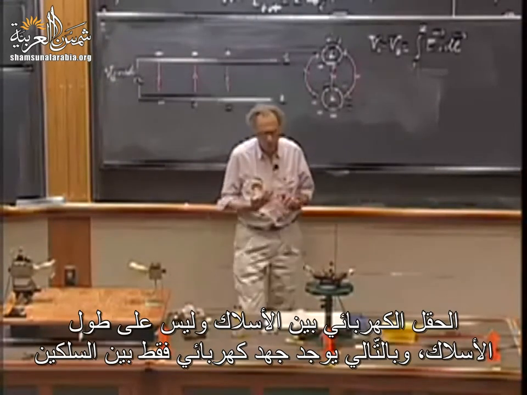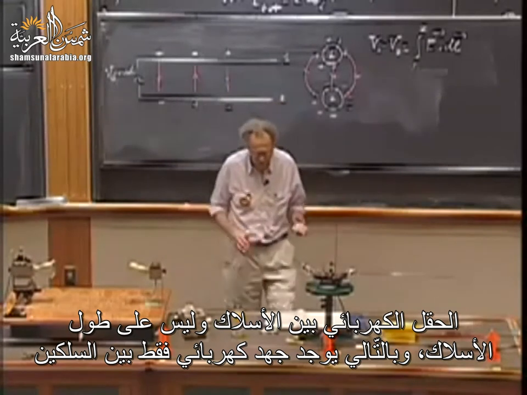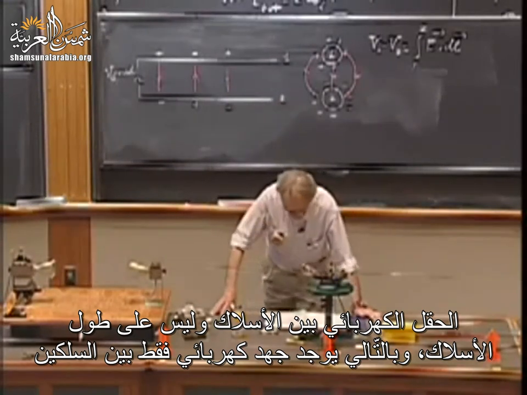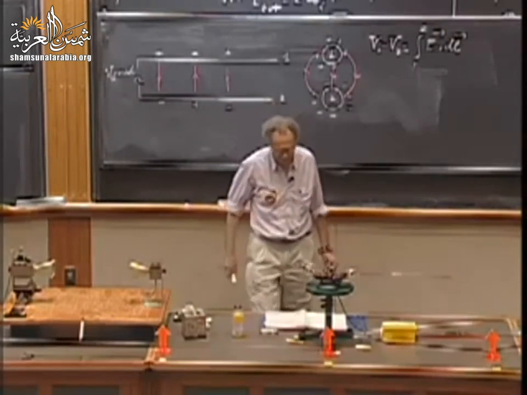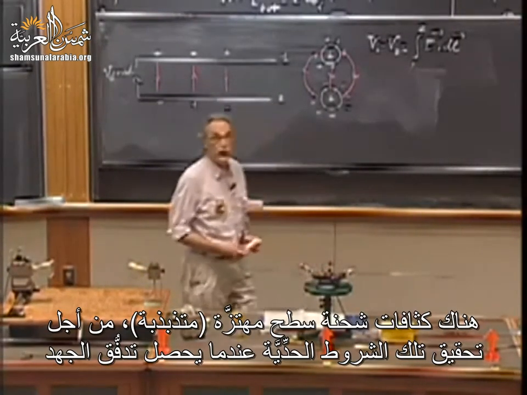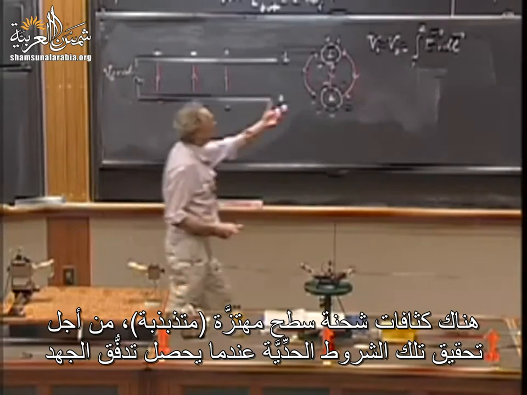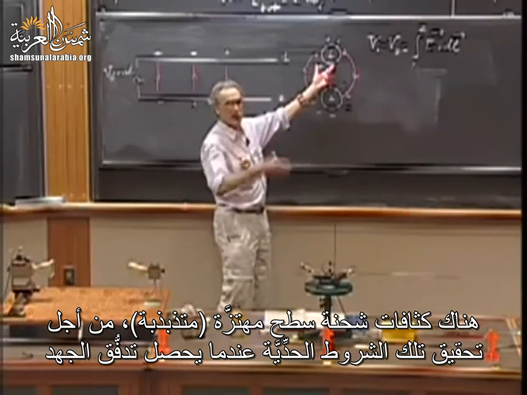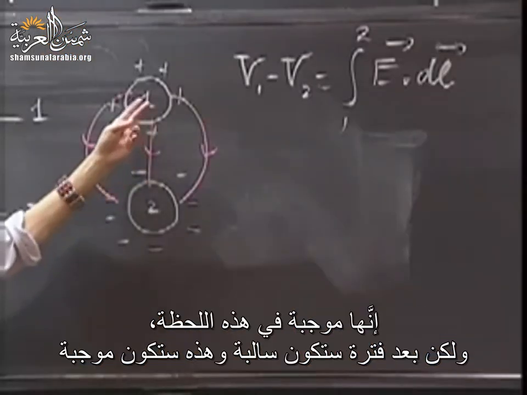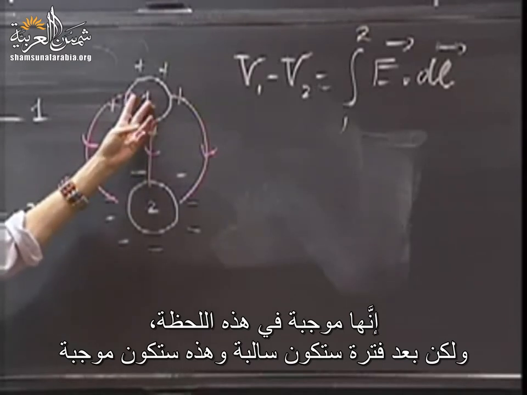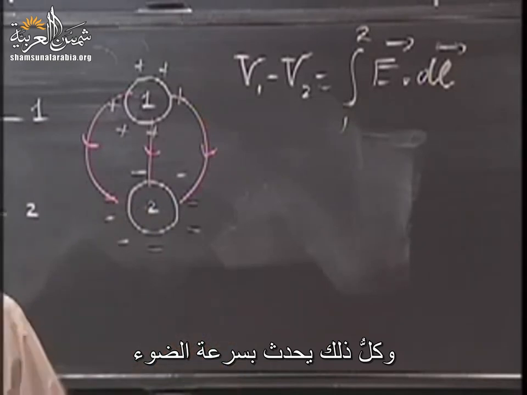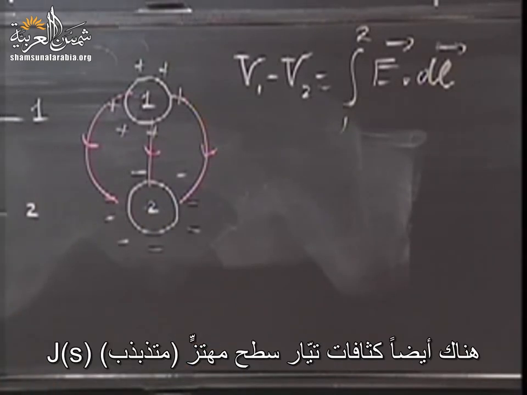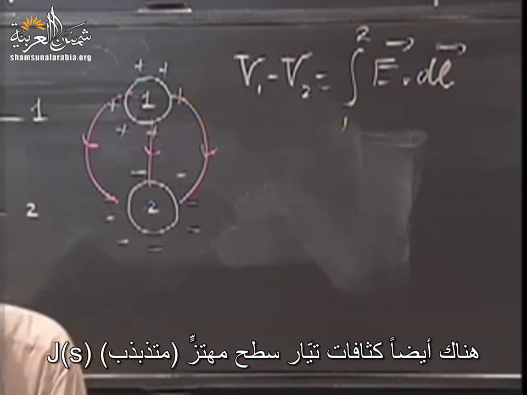So the E field is between the wires, not along the wires. So there is only an electric field potential between the two wires. There are oscillating surface charge densities in order to meet those boundary conditions as the voltage pulse comes by. So it's positive at this moment, but a little later in time it will be negative, and this will be positive. And all of that moves with the speed of light. And then there are also oscillating surface current densities, this J of S.